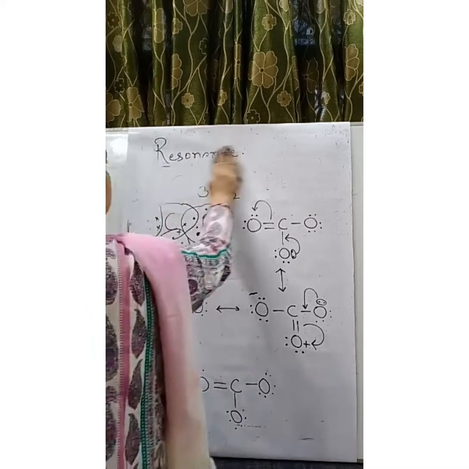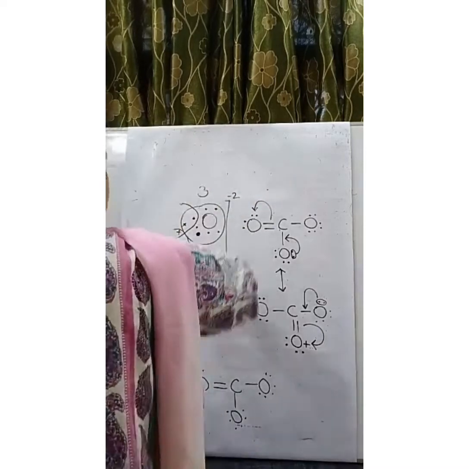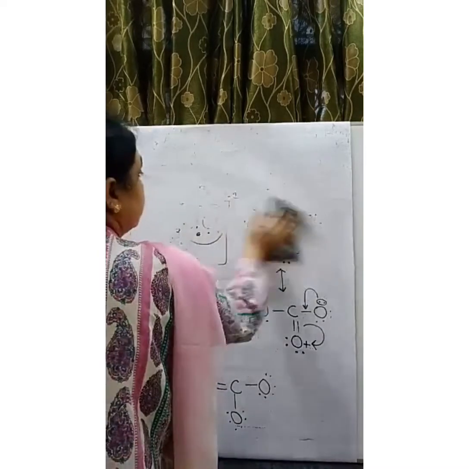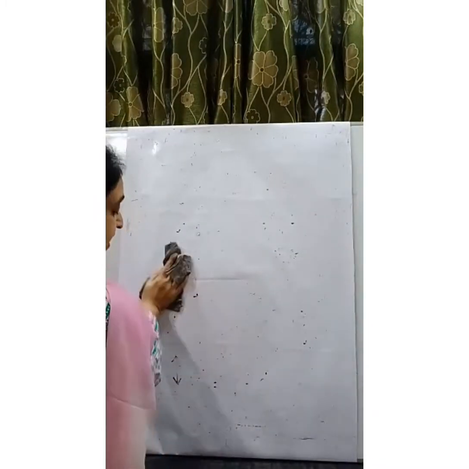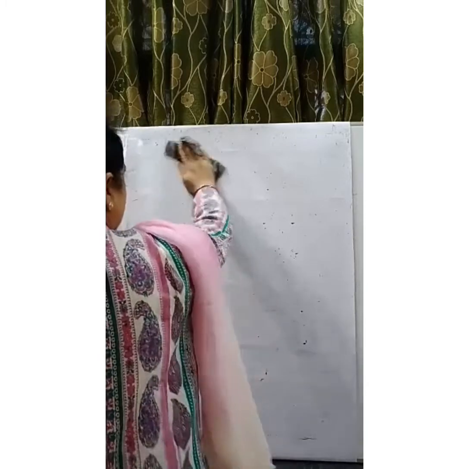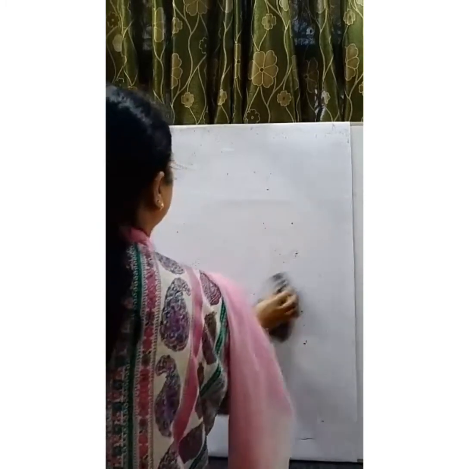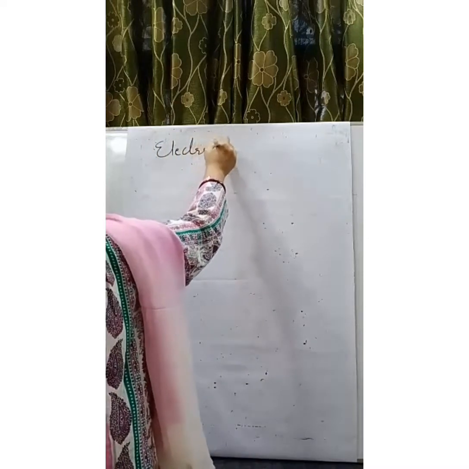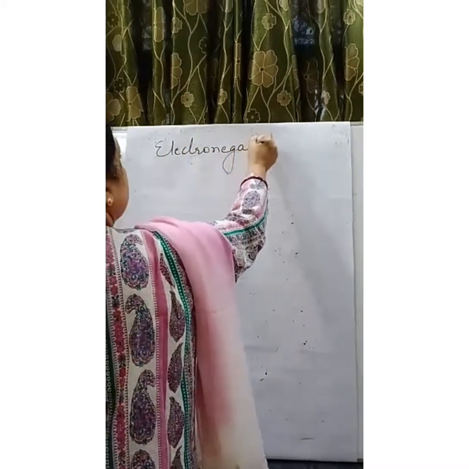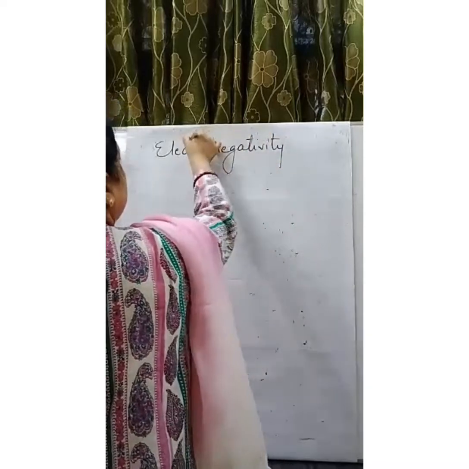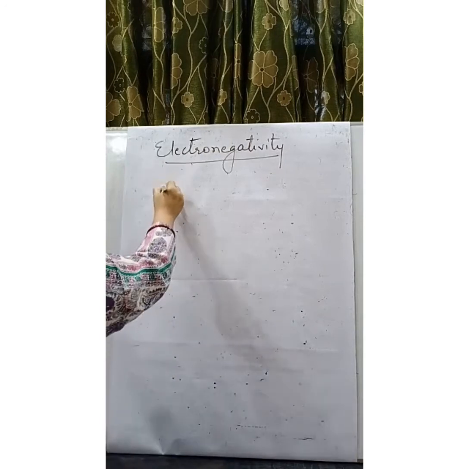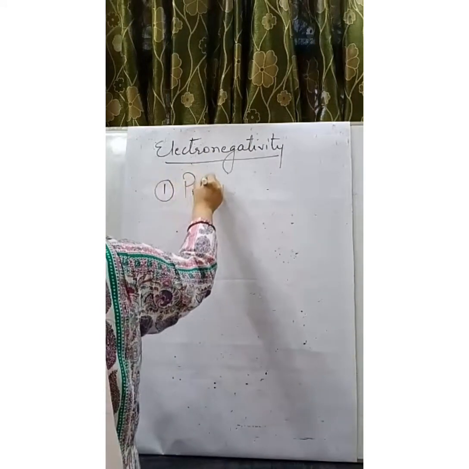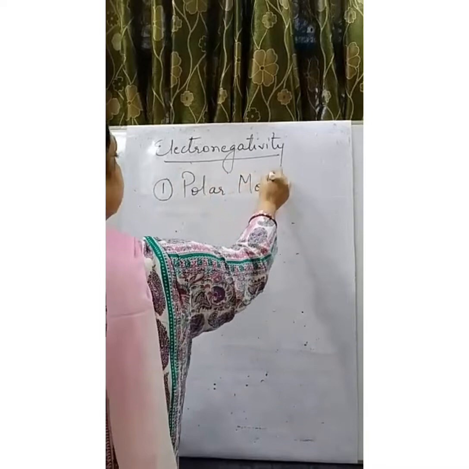Now let us move on to the next bond parameter, which is electronegativity. Now you know that electronegativity is the tendency of an atom to attract the shared pair of electrons towards itself. On the basis of this electronegativity, we are having 2 types of molecules. The first type of molecule is known as polar molecule.